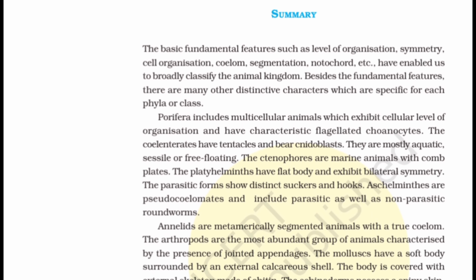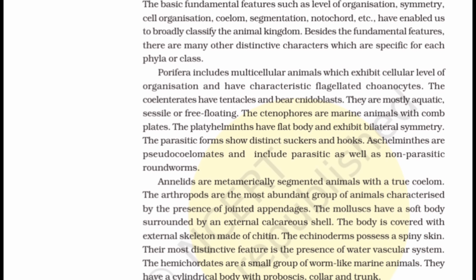So then here we can move to the summary portion of this chapter. The basic fundamental features such as level of organization, symmetry, cell organization, coelom, segmentation, notochord, etc. have enabled us to broadly classify the animal kingdom. Besides the fundamental features, there are many other distinctive characters which are specific for each phyla or class.